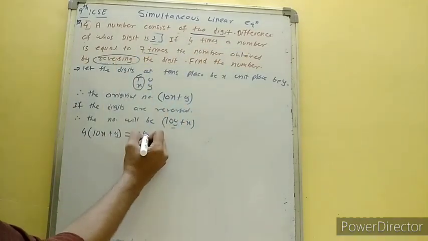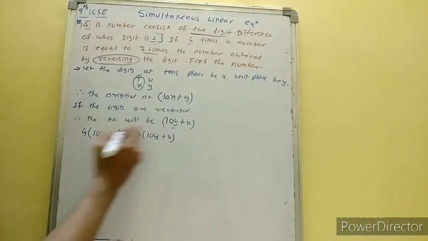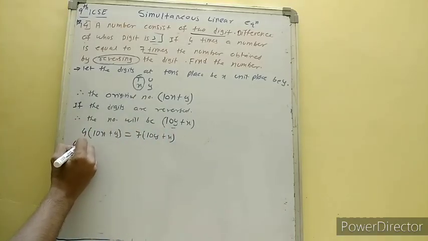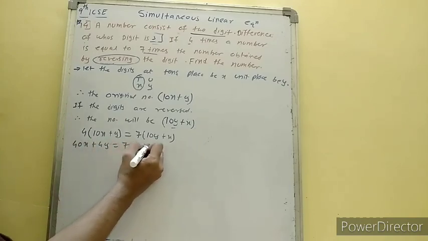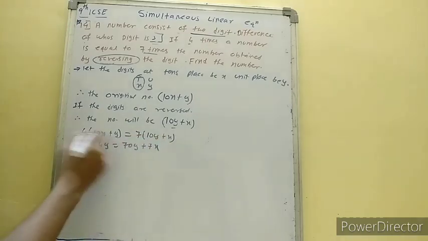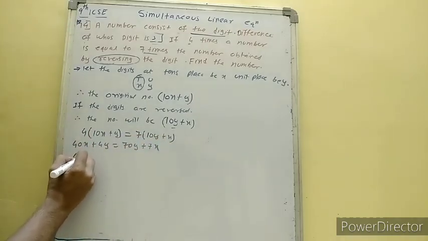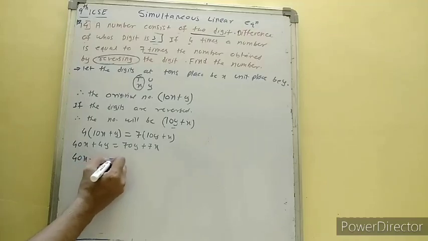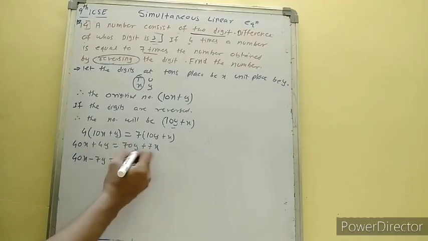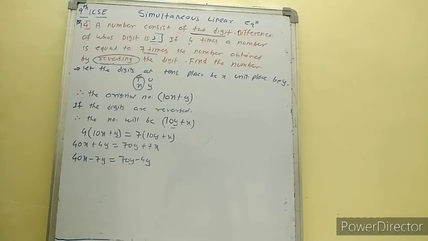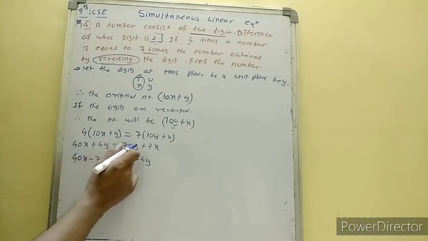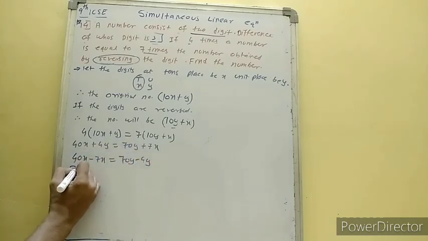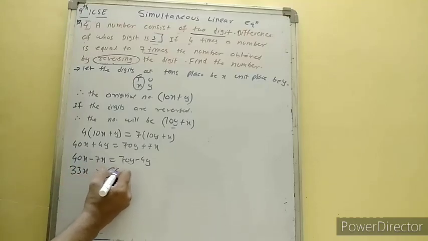7 times the number obtained after reversing the digit. So we will open the bracket. 40x plus 4y, 70y plus 7x. So all the numbers will come this side. 40x minus 7x and 70y minus 4y. So it is 33x is equal to 66y.